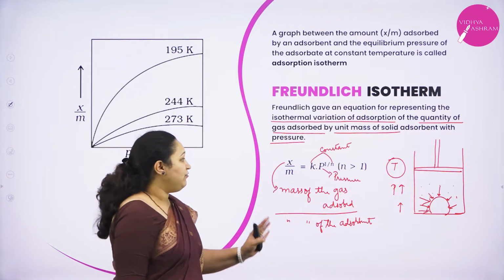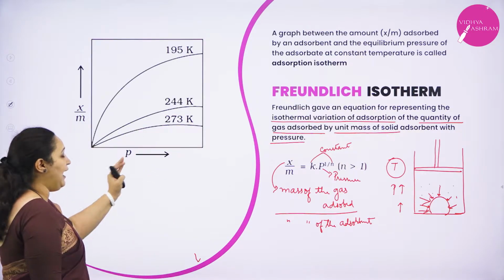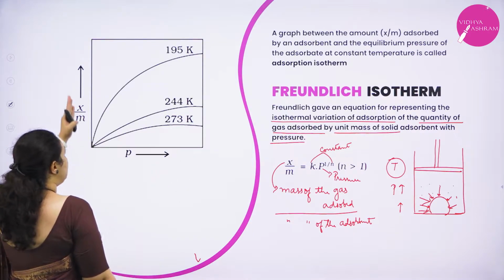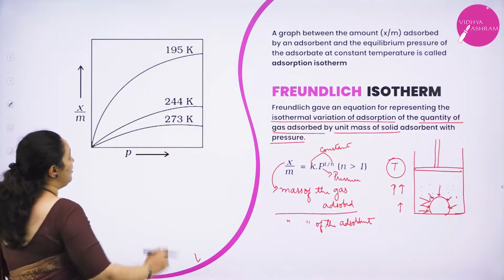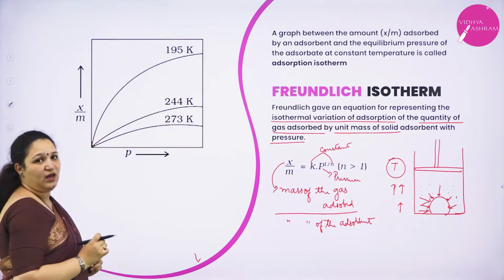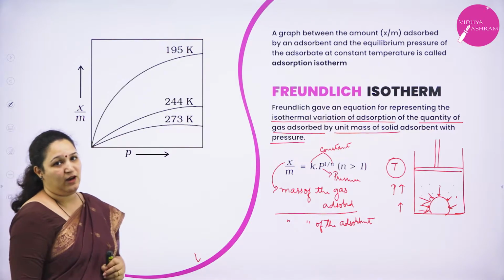When the graph was plotted for extent of adsorption and pressure, pressure is taken on the x-axis, x by m is taken on the y-axis. You can see at different temperatures there was a curve which we got. Now what do you understand from this graph?